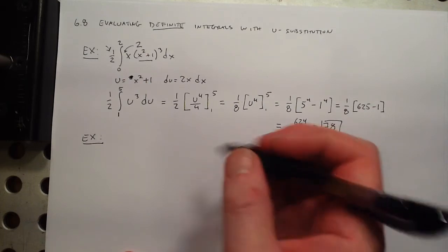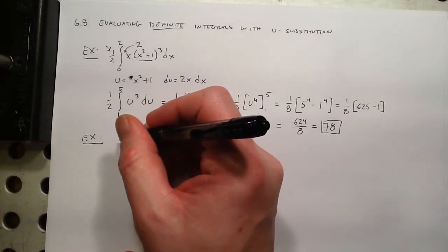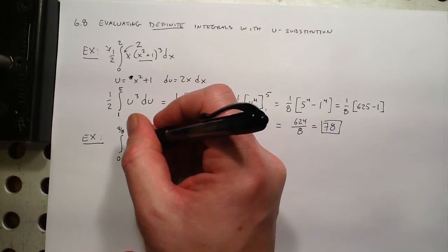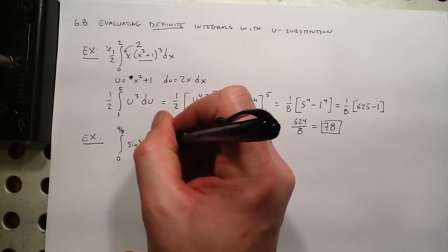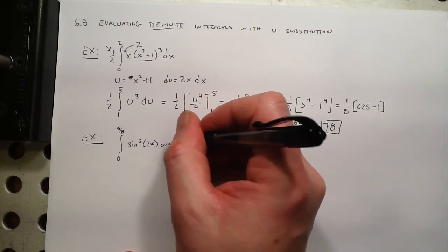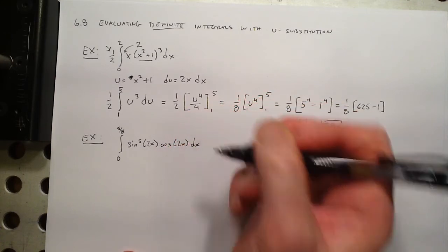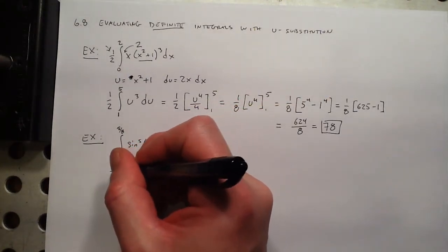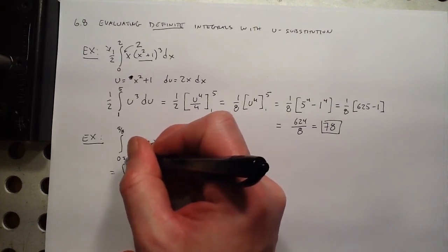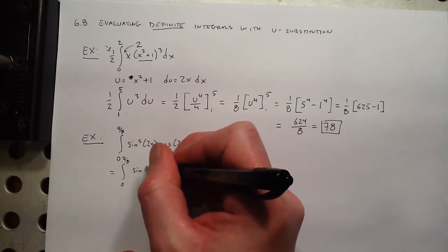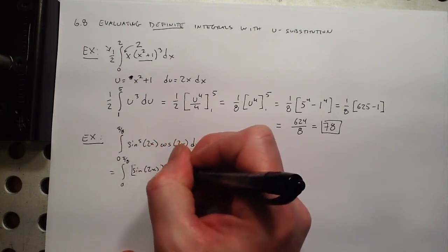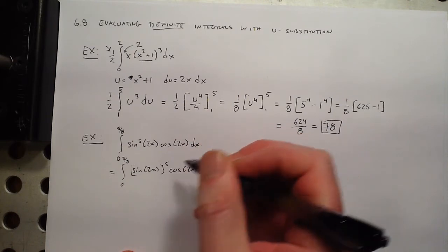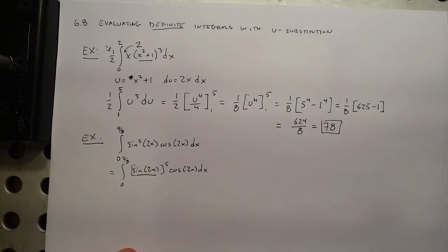How about this? It's the integral from 0 to pi over 8 of sine to the 5th 2x times the cosine of 2x dx. And again, I'm just going to take a second to rewrite that in the notation that we like better. That really means sine of 2x to the 5th times cosine of 2x. I think that helps us see a little bit better what is inside.